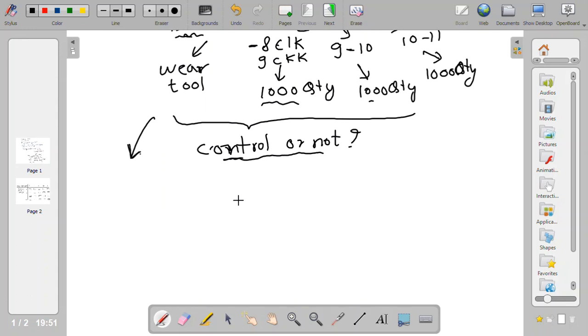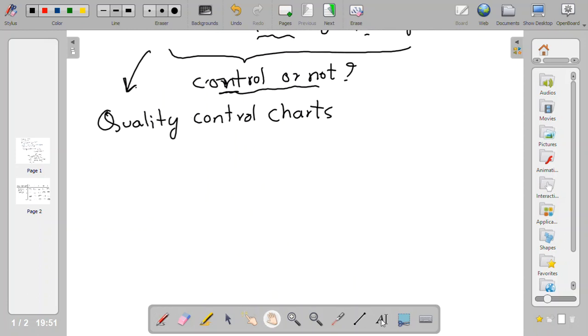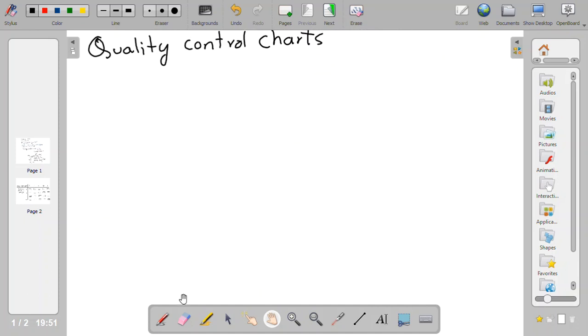So how will we decide that? We are using different quality control charts, okay? Quality control charts. I already introduced you to this thing, the X bar and R chart, right? X bar and R chart. Now let me give you an example with the shaft. Okay, so let me just draw a chart. Then you will understand.